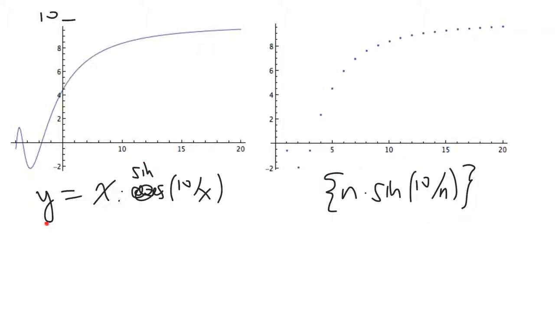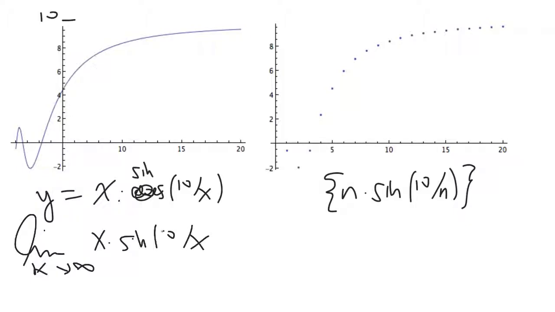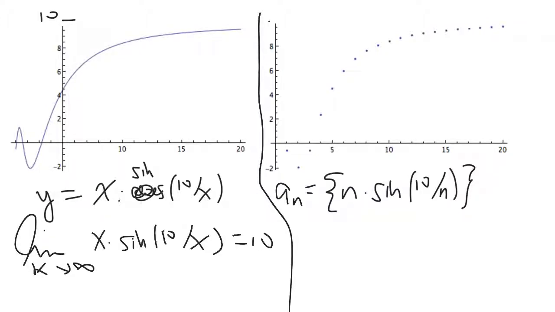We turned it into a continuous problem and rewrote this as a fraction so we could apply L'Hopital's rule and got that the limit as x goes to infinity of this equals 10. So that's what we figured out on the other page. And then here, this is our a sub n sequence. And so here we're saying a sub n goes to 10 as n goes to infinity.